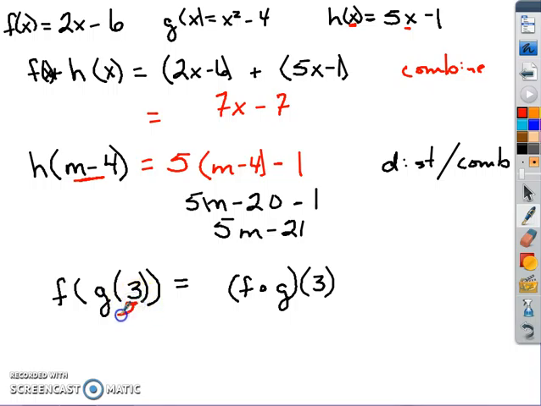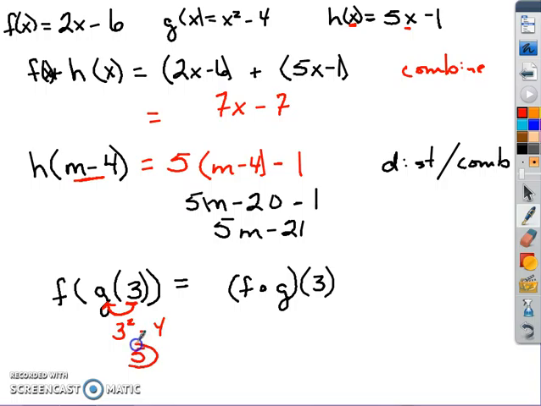I take my 3 and I'm going to put it in my g function. It's kind of like the little movie Inside Out. Go inside and then work towards the outside. So I'm going to put 3 in my g function. So this would become 3 squared minus 4. 3 squared happens to be 9. 9 minus 4 is 5.